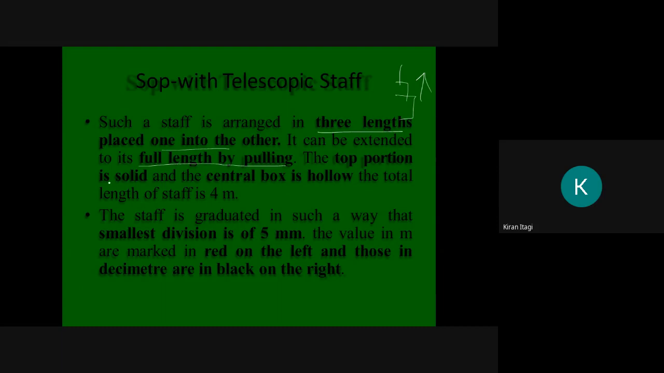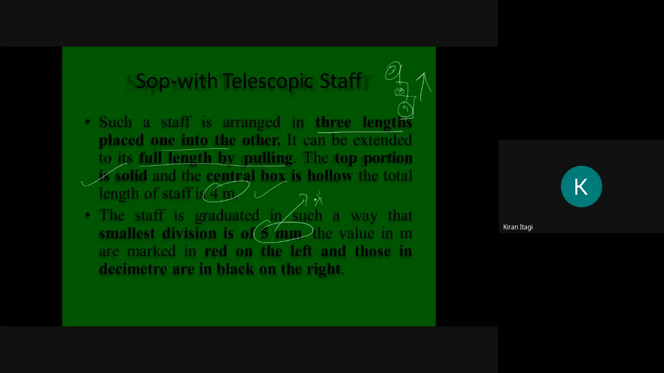The top portion is solid and the center box is hollow. Means the first, second, and third: the first two are hollow, and the top one will be solid, because the upper portion should coincide. The total length of the staff is 4 meters. The staff is graduated in such a way that the smallest division is 5 mm.